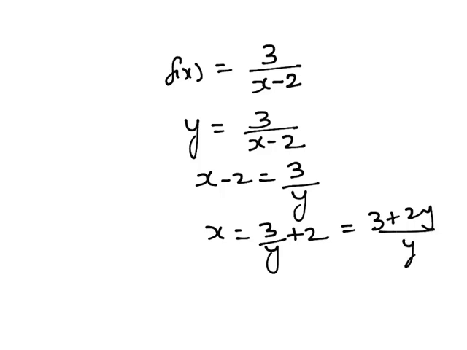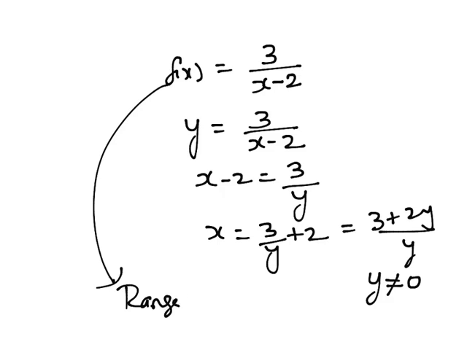Now you can see that here the denominator cannot become 0. Therefore, y cannot take the value of 0. Right? So basically, for this function, the range is all real numbers except 0, because y cannot take the value of 0.